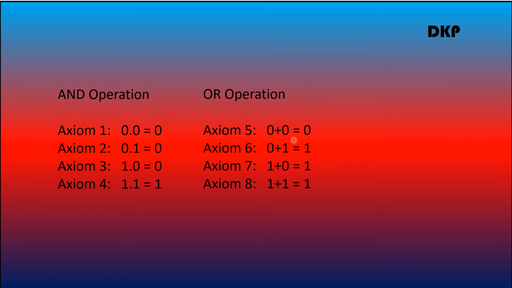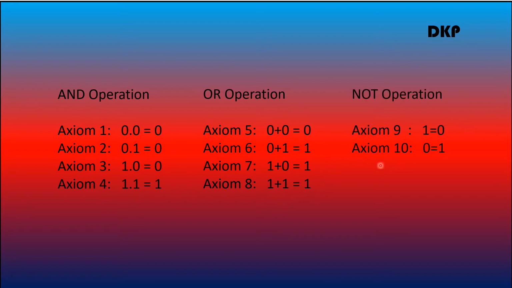Coming to the next four axioms, that is axiom 5, 6, 7 and 8. These axioms come under OR operation, that is 0 plus 0 equal to 0, 0 plus 1 equal to 1, 1 plus 0 equal to 1 and 1 plus 1 is equal to 1.